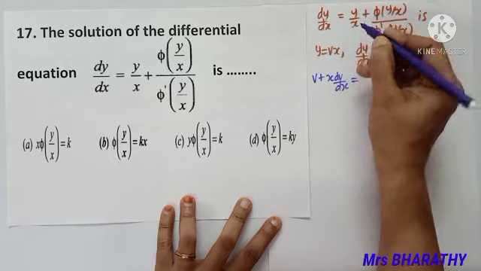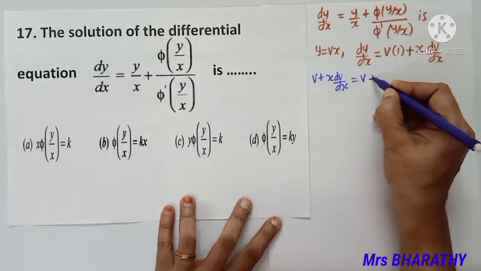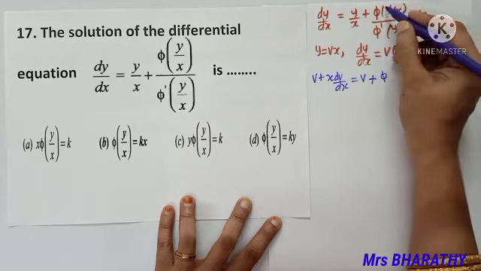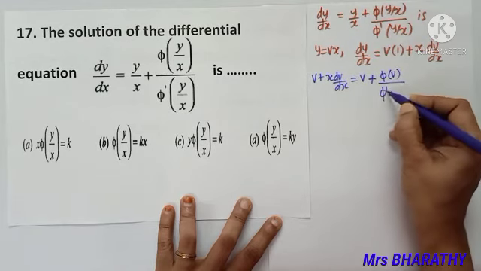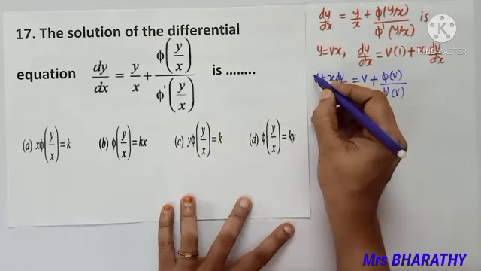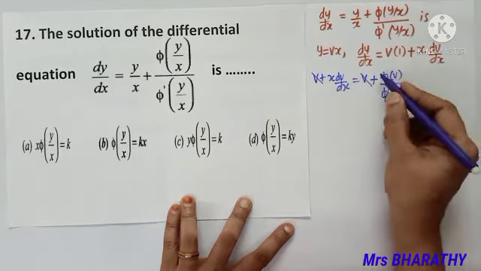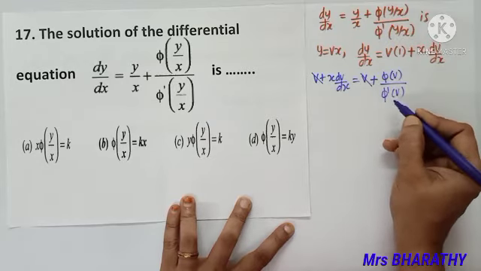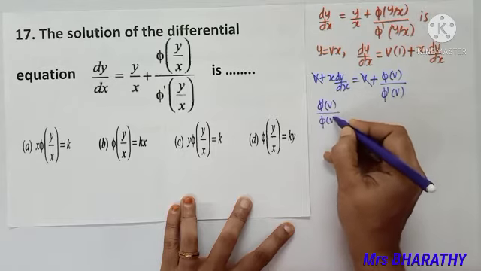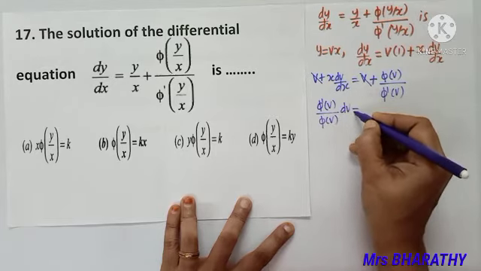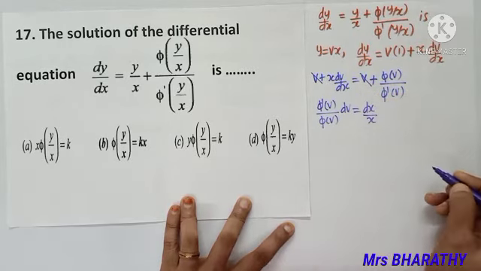RHS, y by x. If I keep y by x, it will become just v plus phi of y by x, which will be v, over the denominator phi dash of v. V and v get cancelled. As we separate the variables, phi of v by phi dash of v reciprocates: phi dash of v by phi of v into dv equals dx by x.